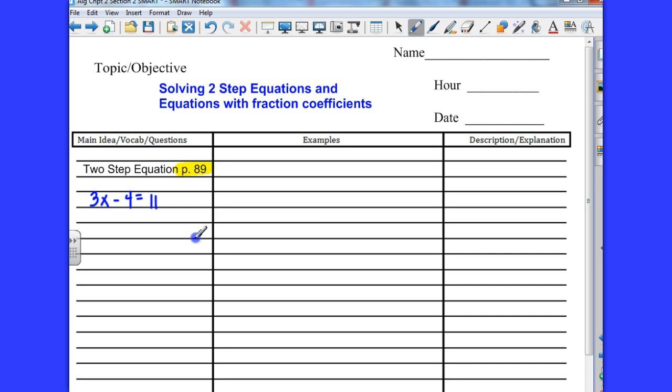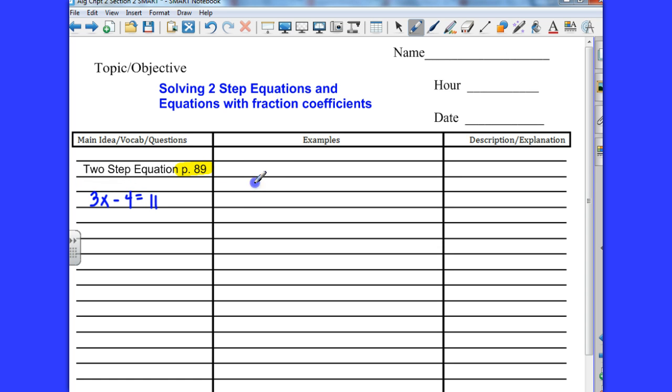Maybe you know how to do this already. Hopefully you do. If not, I'm going to review it right now because this is a pretty key piece for us that very soon we should be able to solve two-step equations pretty fast. All right, the question that we're going to work on is 3x minus 4 equals 11. We want to solve that.